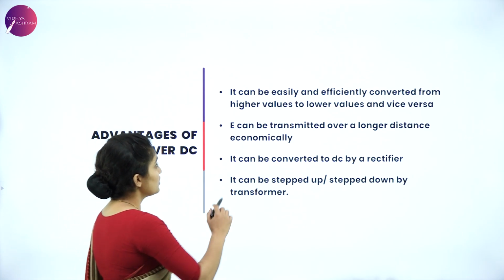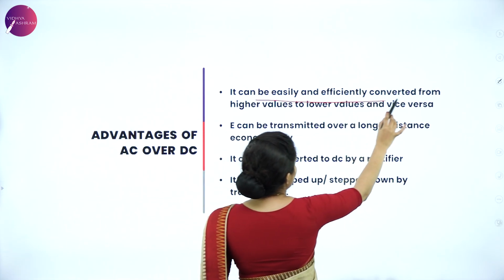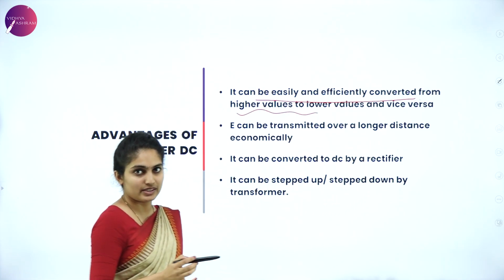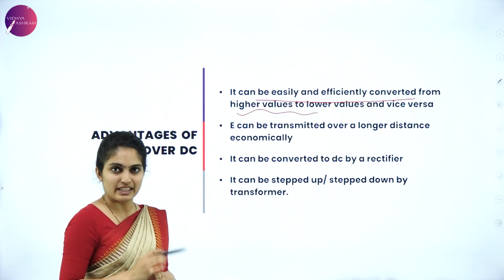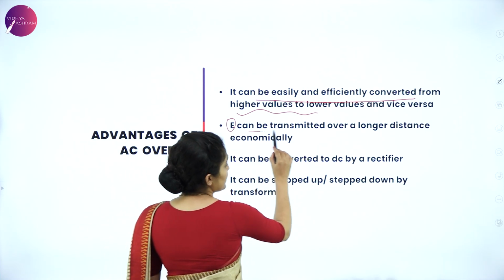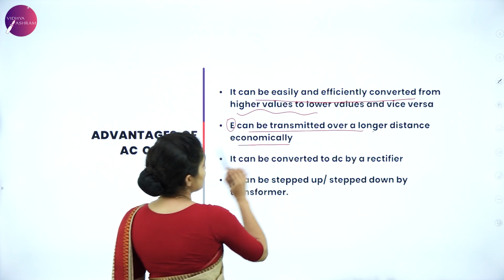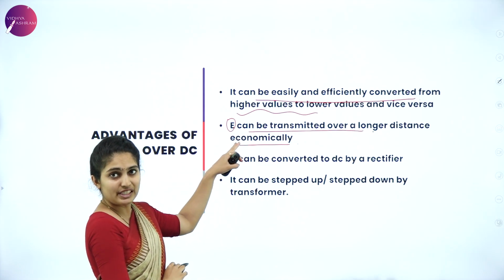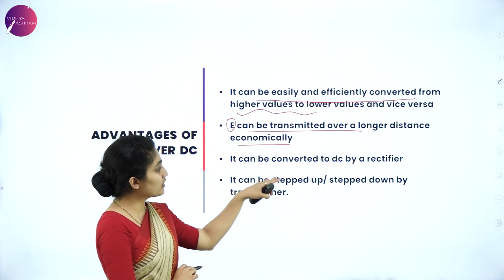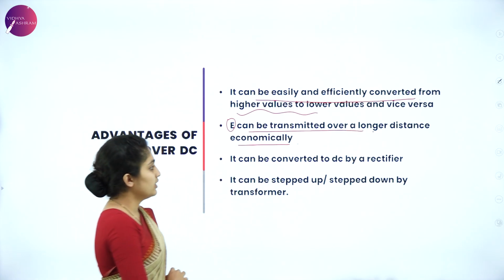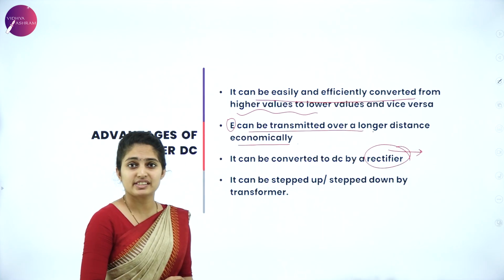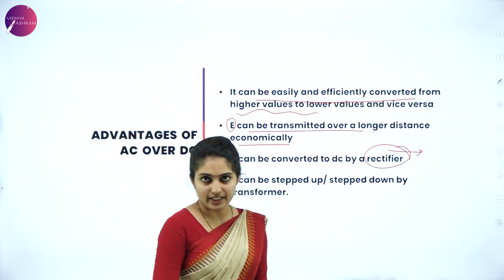Let us study. It can be easily and efficiently converted from higher values to lower values and vice versa with respect to the current values, voltage. Next, electricity can be transmitted over a large distance economically. Next, it can be converted to DC by a concept called a rectifier, which you will actually study in your semiconductor diode chapter.